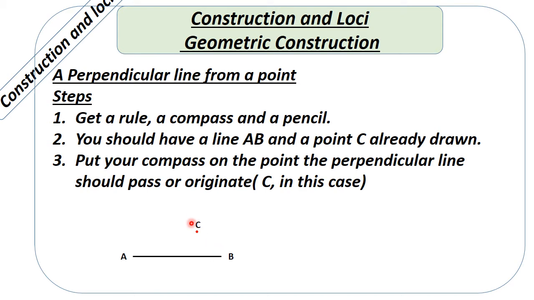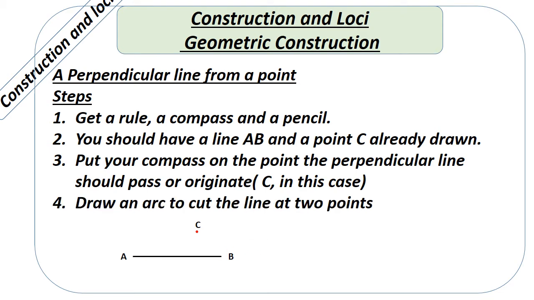So you have your AB, then they are saying you draw a line that is perpendicular to AB but passing through C. So when you do that, you put your compass on the point the perpendicular line should pass or originate. So you put your compass here. Then with the arm of the compass that has a pencil, you stretch it so that it is able to cut the line AB. When you do that, you draw an arc to cut the line at 2 points. So you draw an arc like this. Then you go to the next steps.